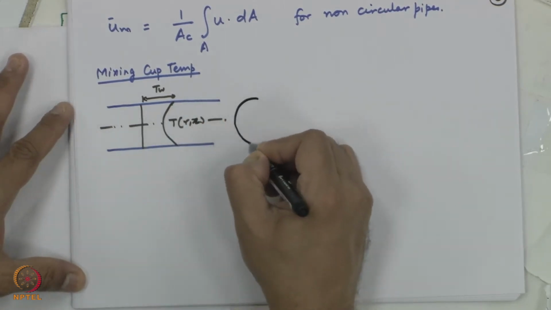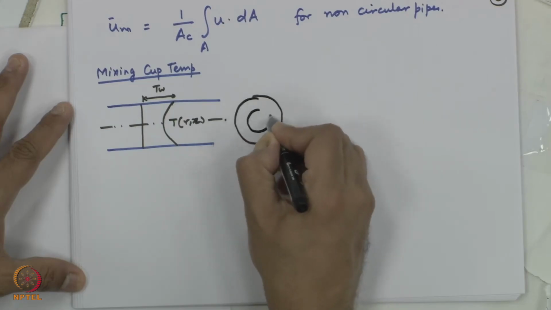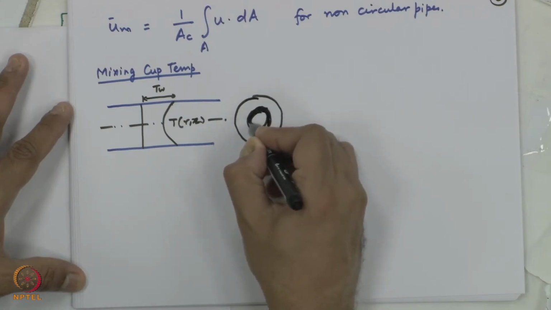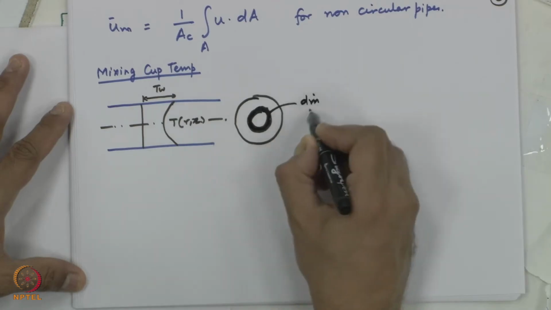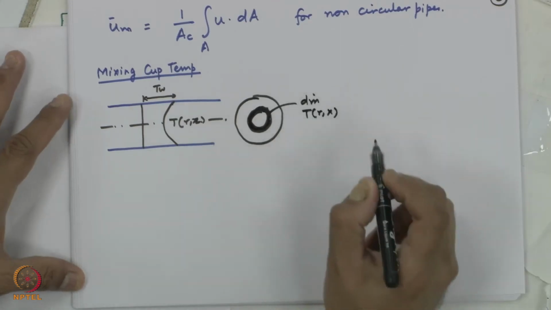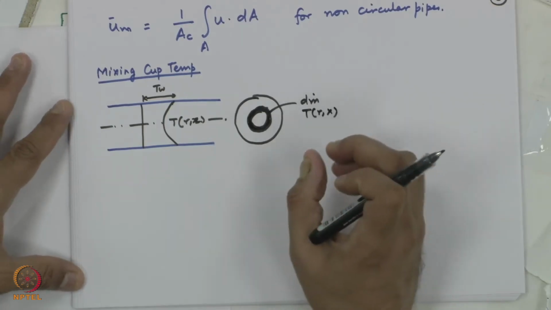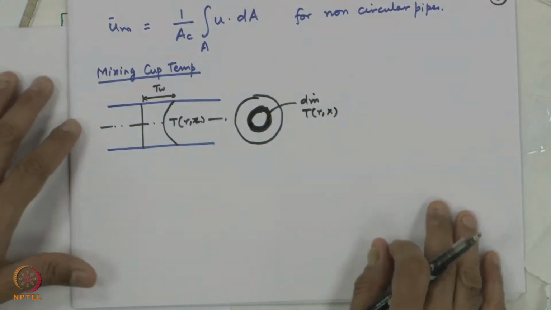So, this is the same concept. In this pipe, you take a ring of thickness dr. This ring has a particular temperature and a particular mass flow rate given by dm dot, and it has a temperature T of r comma x. This times the specific heat is the energy content of that ring, integrated over the entire cross sectional area.